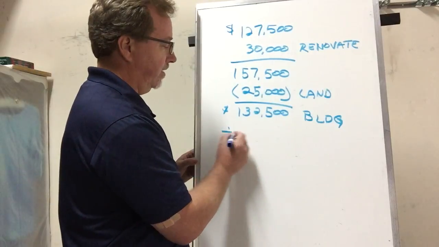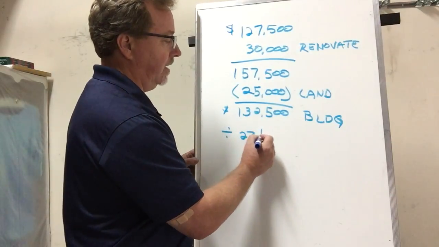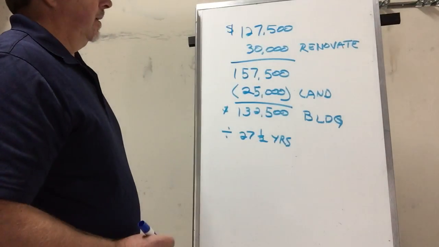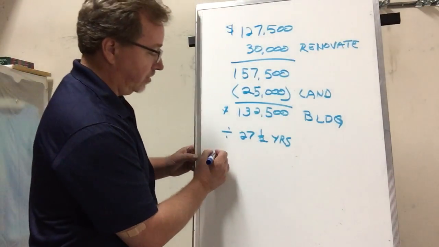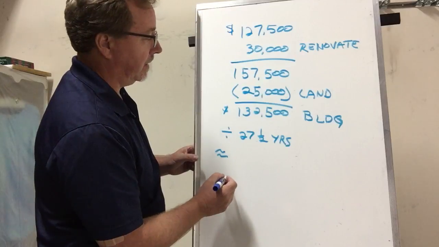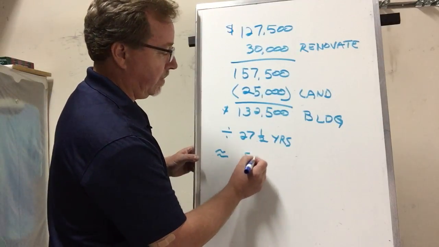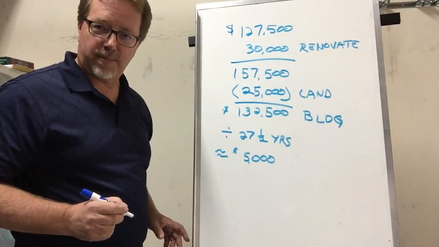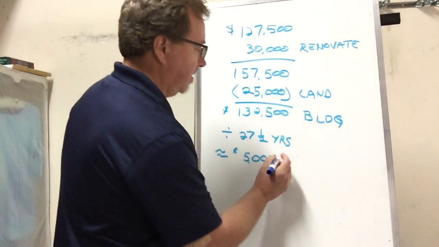This number we divide by 27.5 years. Oh, that's probably closer to about $5 grand a year. I'm going to guess. I don't know. I don't have my calculator with me. Those of you watching at home can check my numbers, but that's probably pretty close.